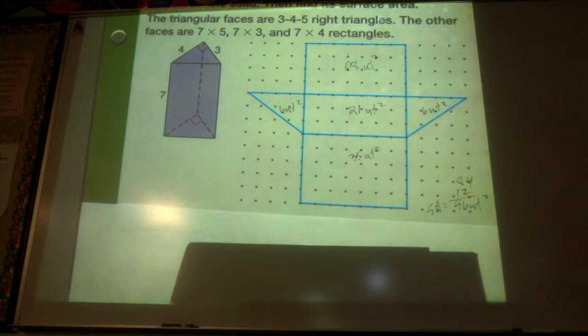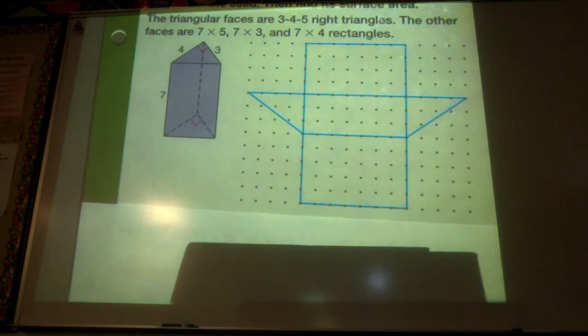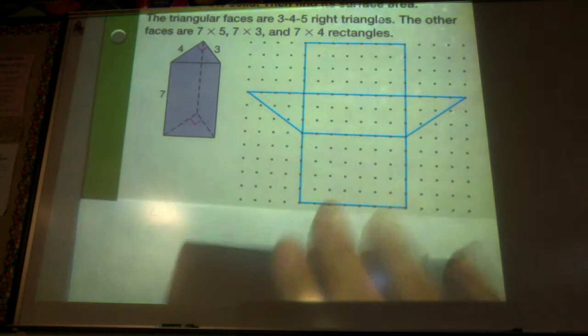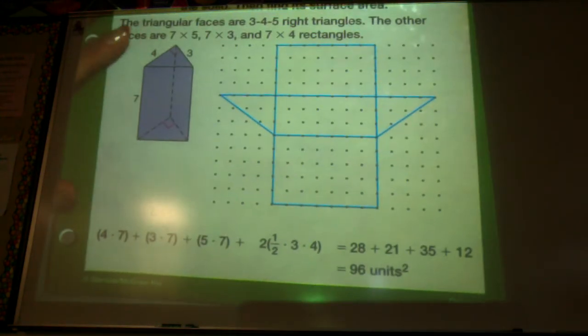Fortunately, we're going to come up with a formula where you won't have to separate out all the faces. And you can just look at various dimensions on that prism. But for now, we're going to look at some faces separated. And then that's how we got the area there.